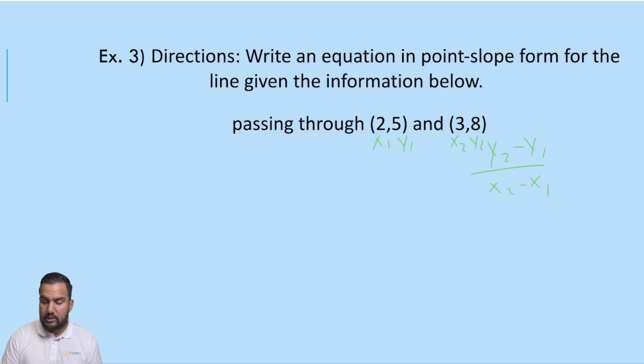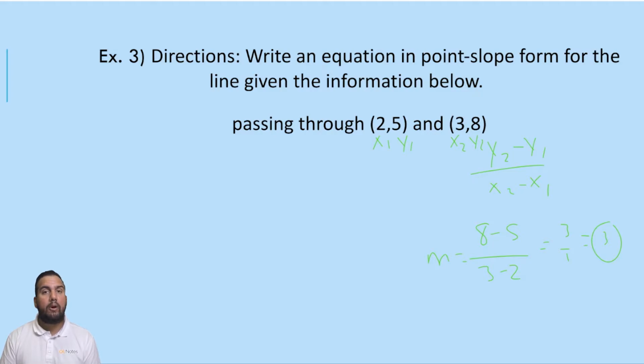So when we use the formula, this is what we're going to get. We're going to get 8 minus 5 over 3 minus 2, which is going to be 3 over 1, which is simply just 3. 3 represents my m, which is rise over run, okay? So now I have my m, which is great. I have a slope, but what about a point? I actually have 2 points.